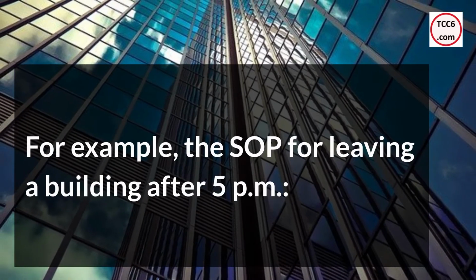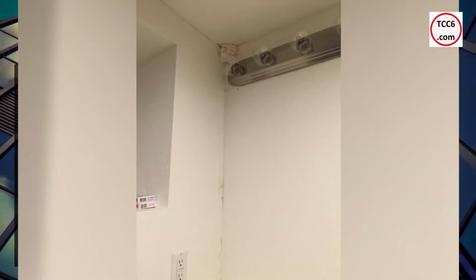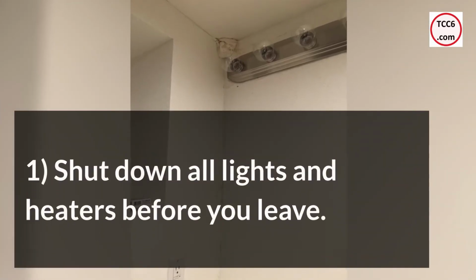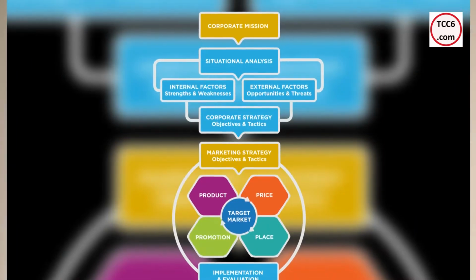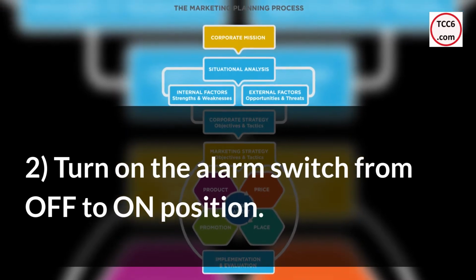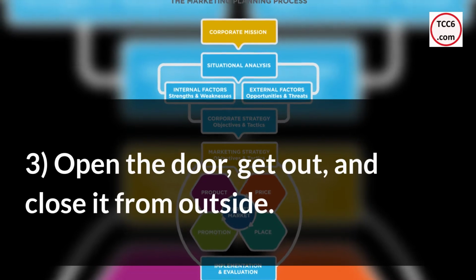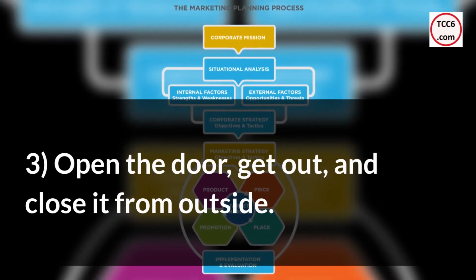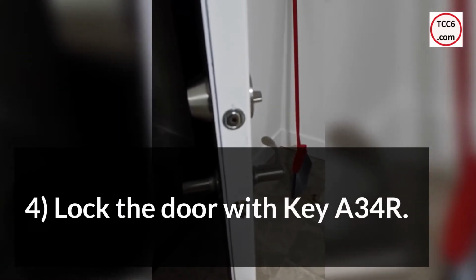For example, the SOP for leaving a building after 5 p.m. 1. Shut down all lights and heaters before you leave. 2. Turn on the alarm switch from off to on position. 3. Open the door, get out, and close it from outside. 4. Lock the door with Key A34R.